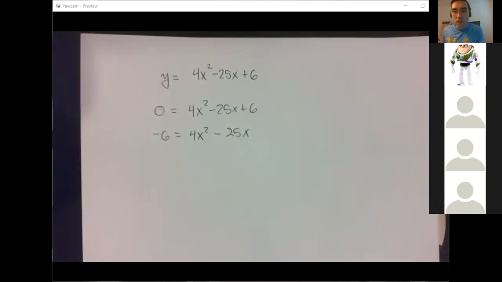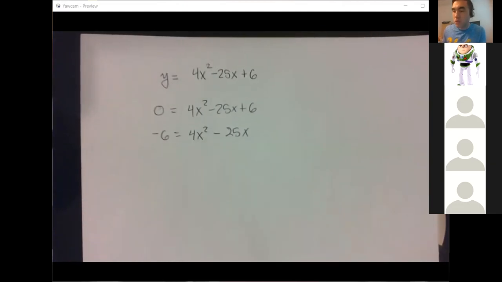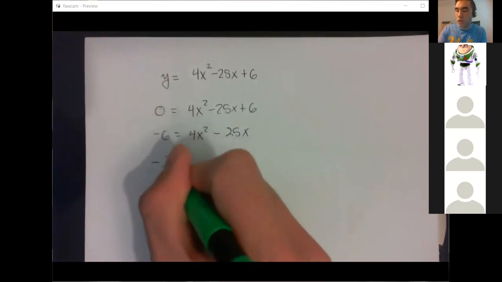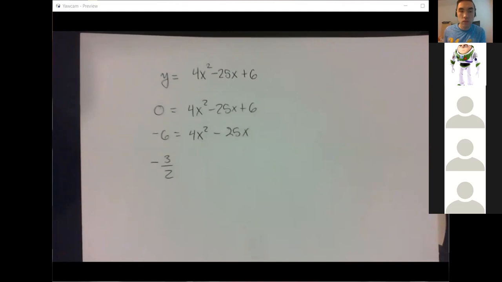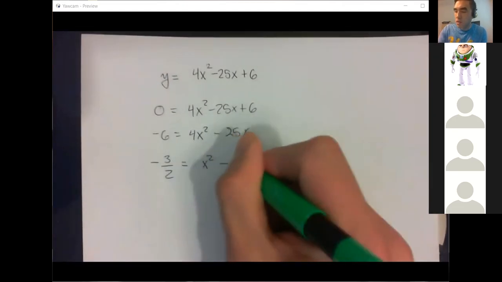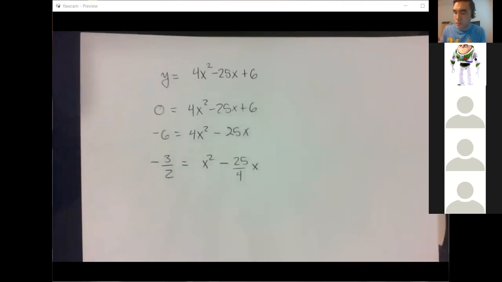And then in order to complete the square, I have to acknowledge that my lead coefficient on x squared has to be 1. I'm going to divide both sides of this equation by 4. So that gives me negative 3 over 2, just because it's 6 over 4, simplified. And this is going to be equal to x squared minus 25 over 4 x.